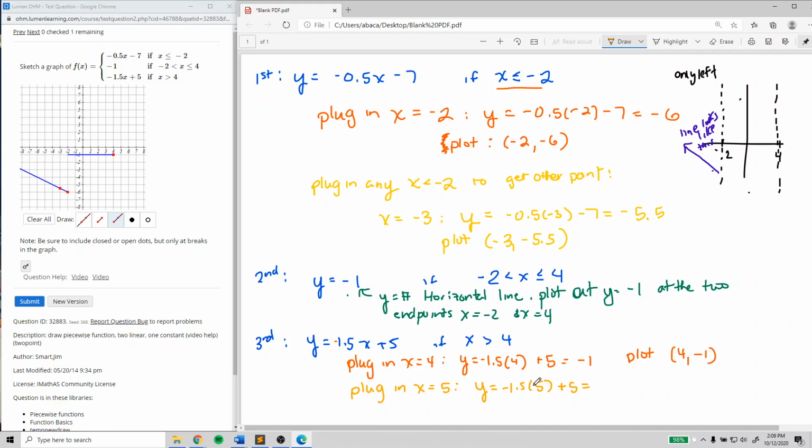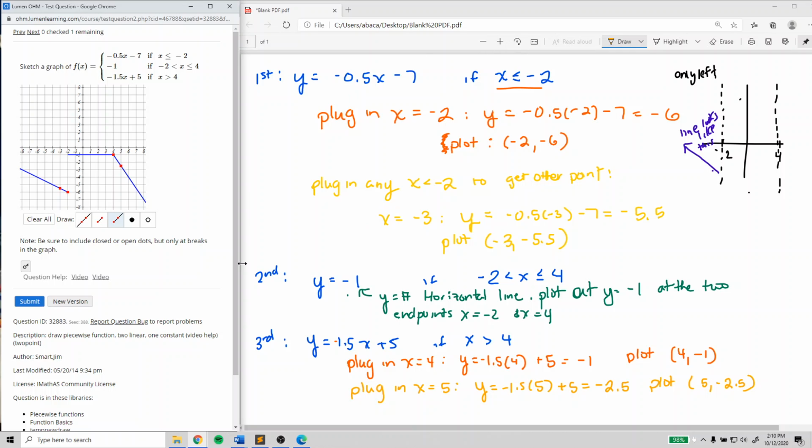-1.5 times 5 is -7.5. And then plus 5 is -2.5. So we're going to plot at x is 5 and y equals -2.5. So we go to x equals 5, we go down, this is -1, this is -2, -2.5 is right in the middle. And you should get this shape.